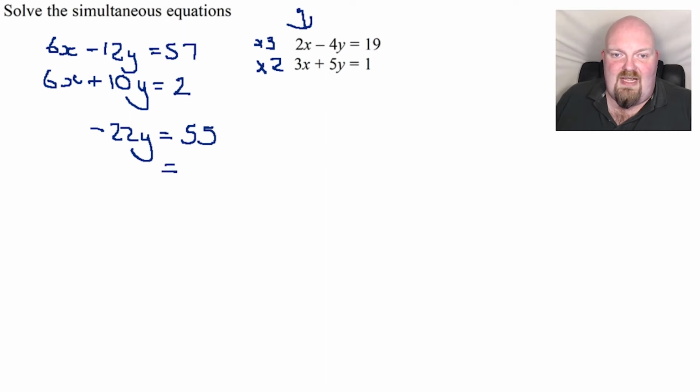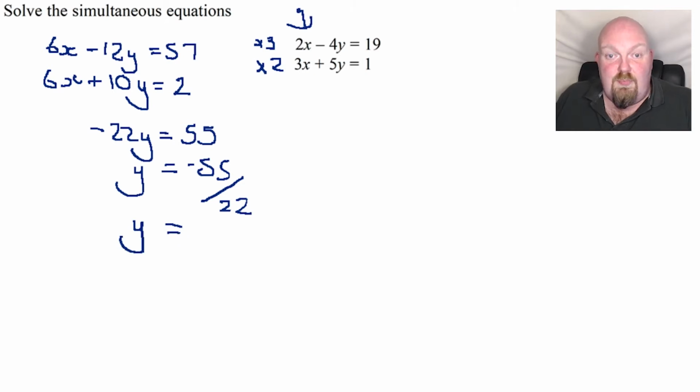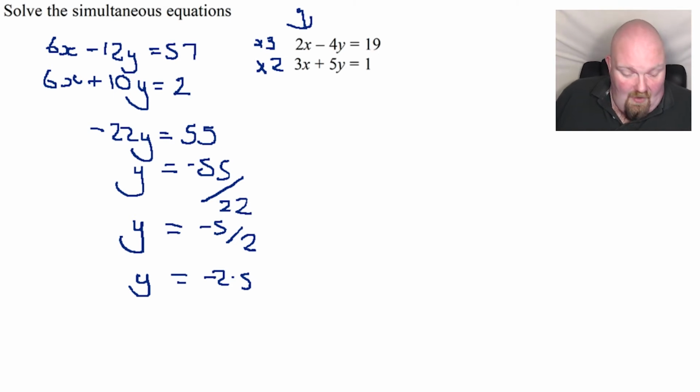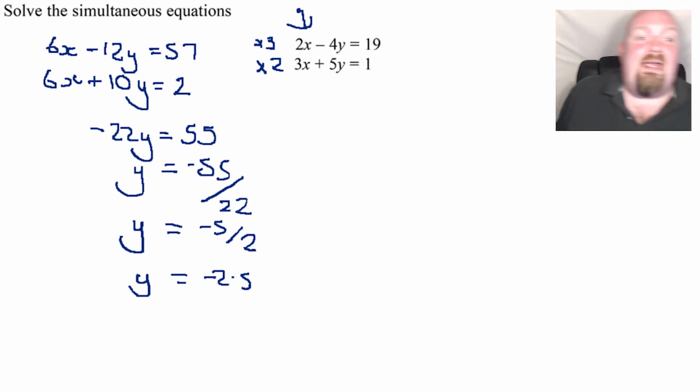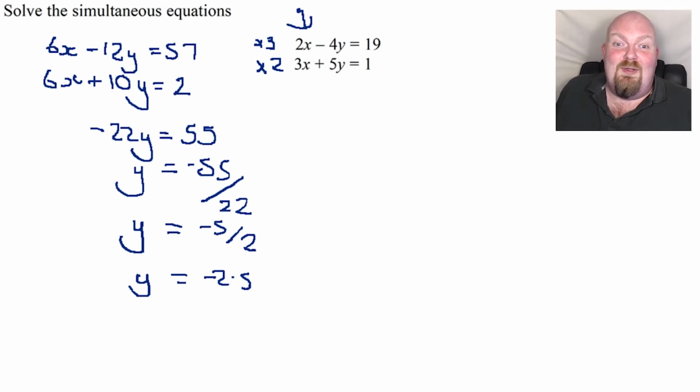I can then rearrange that to make it that y equals negative 55 over 22. I can simplify that by dividing both denominator and numerator by 11, which gives me negative 5 over 2. And then to make this into a decimal, which will be easier, I'm going to call it negative 2.5. Now, stop at this point. I've seen many people drop their pencil, and so I've got to bend down and get it. I'm back. Hello.